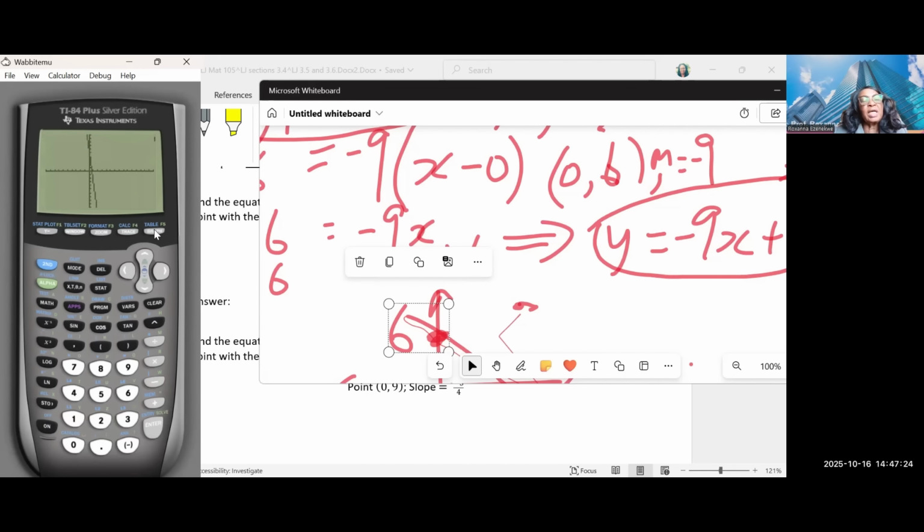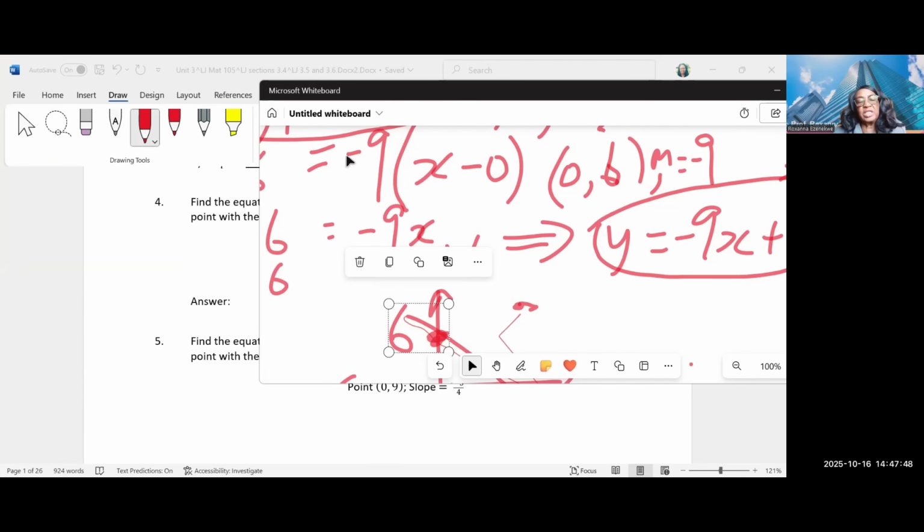But the important thing is that you see the y-intercept is 6 and the slope is negative, so the graph is falling to the right. You might be told to use your calculator, but you don't have to. Sometimes checking the graph by sketching it on your paper is good enough.